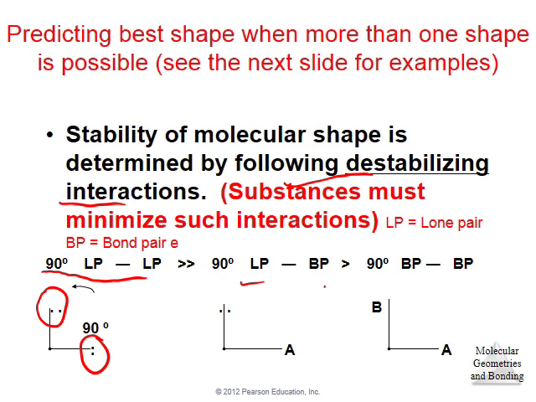I'll give an example, but right now let me establish these destabilizing interactions. So 90-degree lone pair interaction would be the worst kind, and the best kind would be 90-degree bond pair interaction. So we'll go over a specific example. Now let me go over ClF3 and explain to you, out of a number of possible shapes, how we can get the best shape. That way you don't need to memorize.